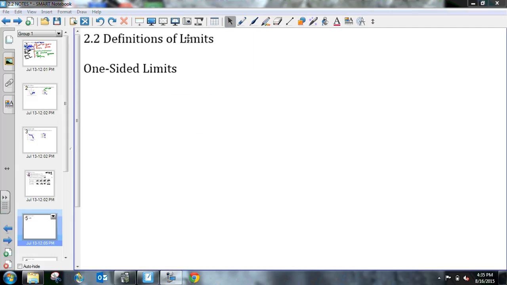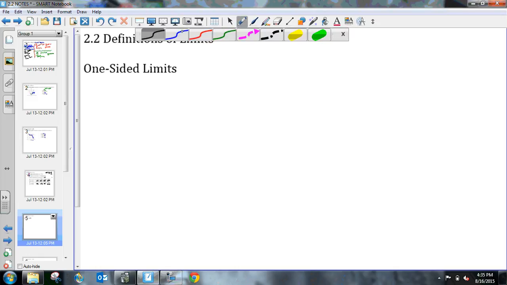Okay, welcome back. This is a continuation of 2.2, definition of limits. These are the notes. We talked about two-sided limits, and now I want to talk about one-sided limits. One-sided limits are pretty important for the definition of a two-sided limit. We can't really have a two-sided limit without a one-sided limit.